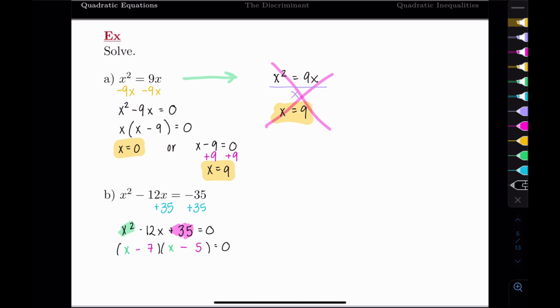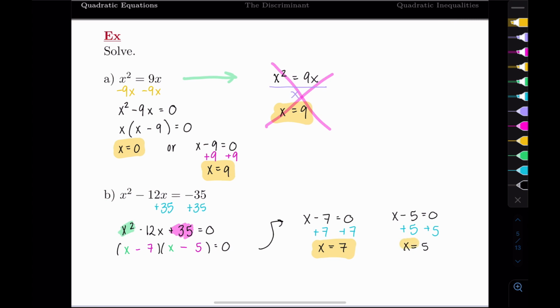And now that we have it factored, we just set each piece equal to 0. So either x minus 7 equals 0 or x minus 5 equals 0. And then for both of these, we're just going to add this constant to the other side. So I'm going to do both simultaneously. One solution we get is x equals 7. Another solution we get is x equals 5. So those are our 2 solutions.